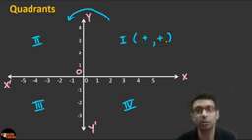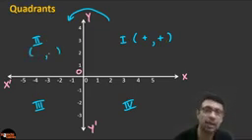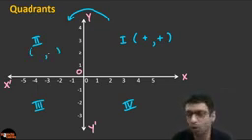Now what about the second quadrant, guys? What should I write? Can you help me here? So what should I write for the second quadrant? So is it going to be plus comma minus? Come on, guys. I want all of you to try.